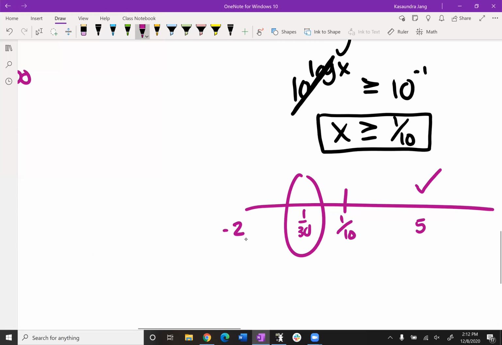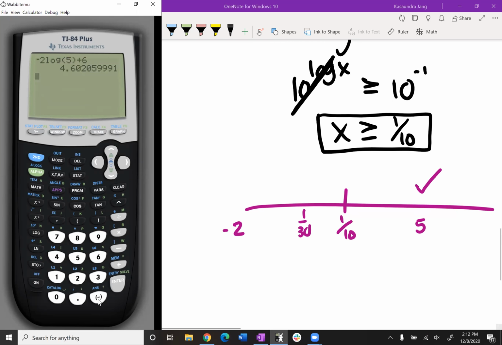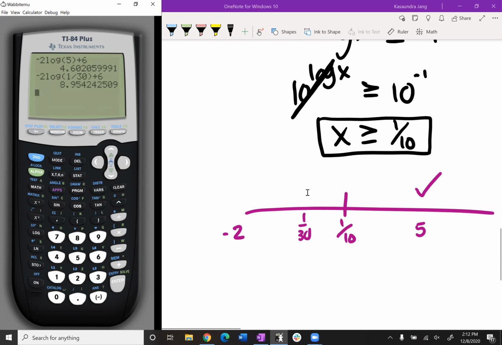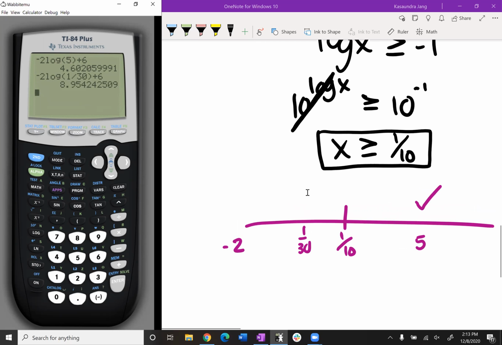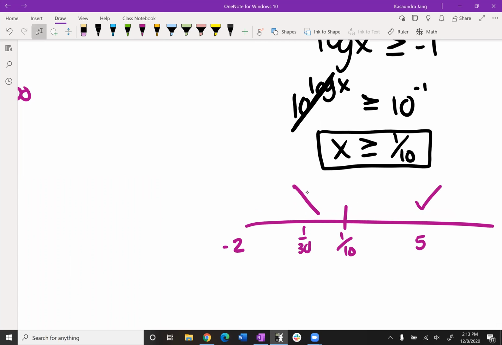Let's try my 1/30. All right, -2 times log of 1/30. And then the plus 6 there. If I did this right, it should be less than 8. No, that is greater than 8. 8.95, yeah, that's greater than 8. So this part was out.